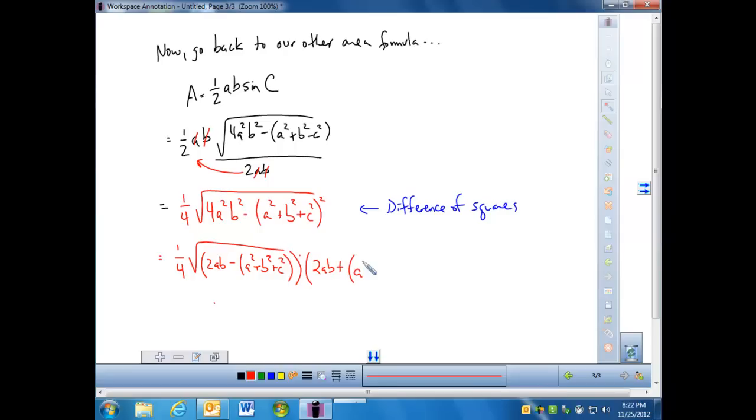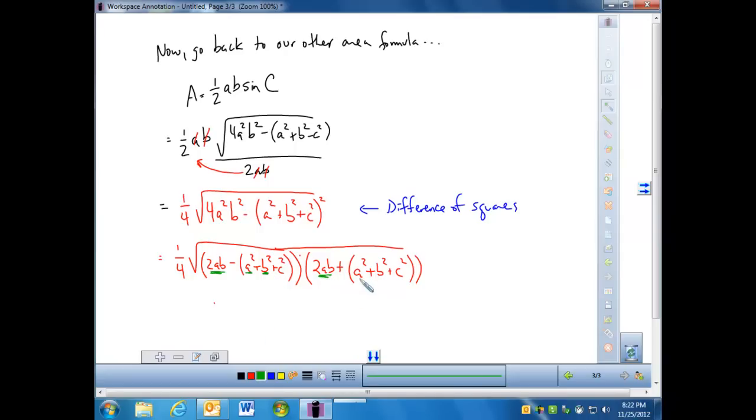And again, I would never expect that you would do all these steps yourself, like just discovering this, but I do want you to see how we get from that original formula at the top of the screen right now to the one that we end up calling Heron's formula.